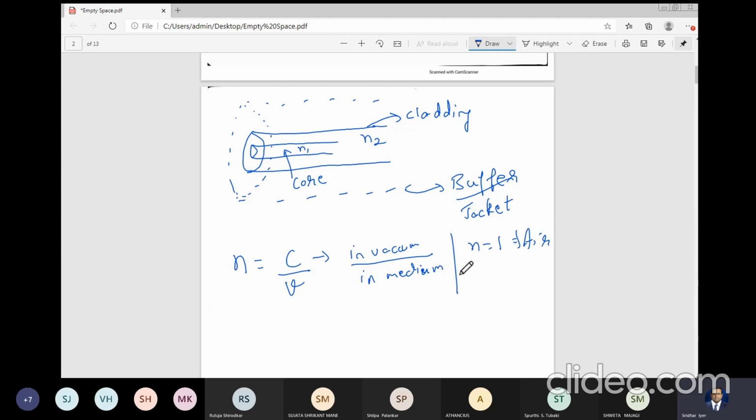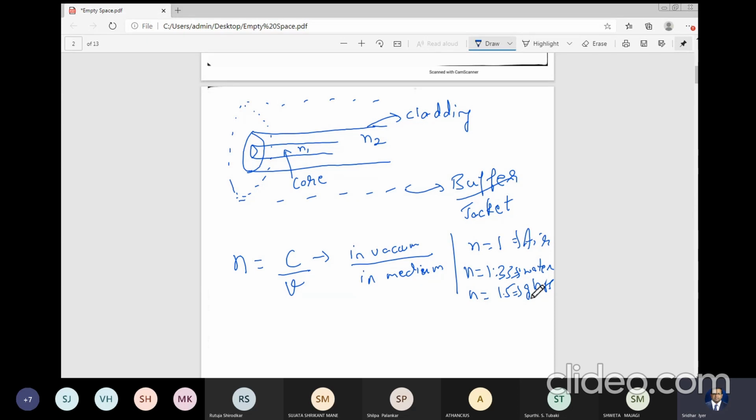If we take water, N will be somewhere around 1.33. This is for water. If we take glass, then N will be around 1.5. Okay. You don't have to memorize these values. These would be given in the numerical. If nothing is given in the numerical, we just assume that the medium is air. Okay, so what will be the velocity in the air? So those will be the values for the refractive index.